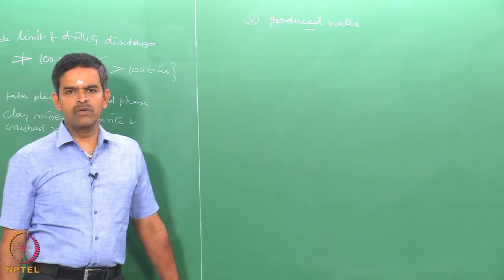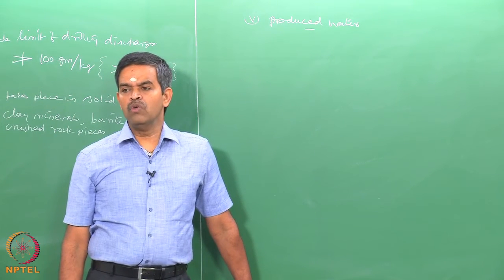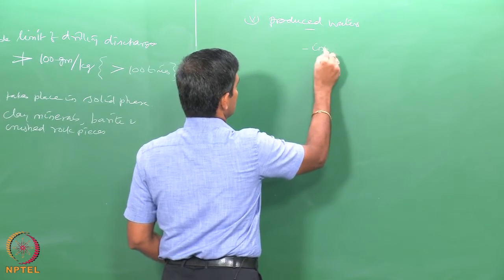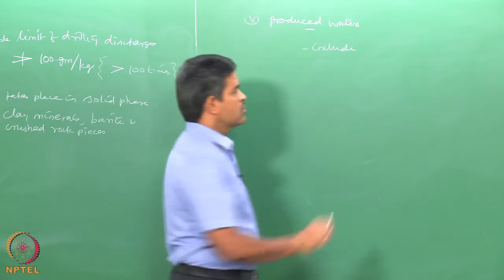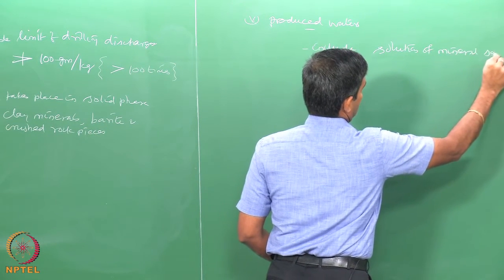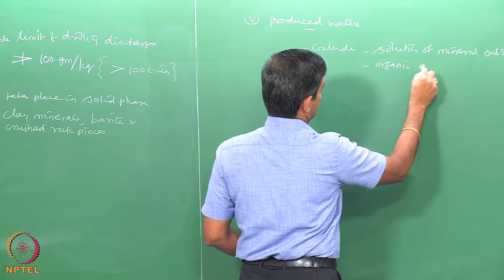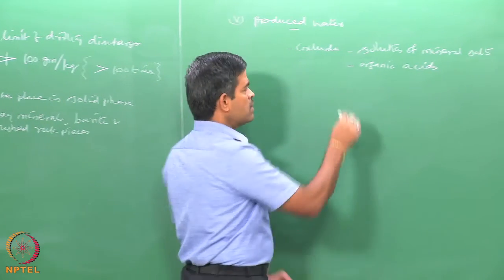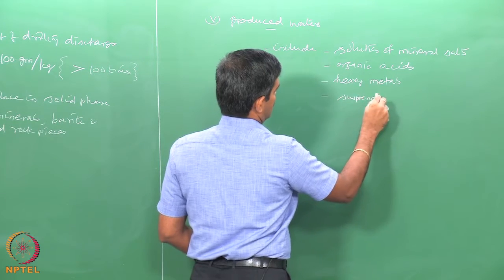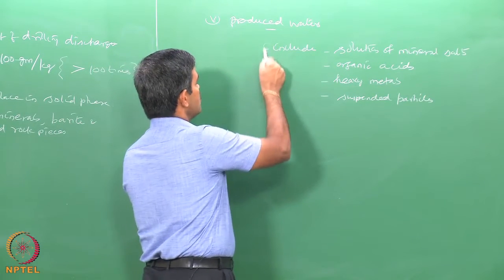Produced waters actually are one of the forms of discharge that are evacuated from the offshore platform whose volume is significantly high. So, the produced waters include or contain a solution of mineral salts, organic acids, heavy metals, and of course, suspended particles. Now, what is a very big issue about the produced waters?